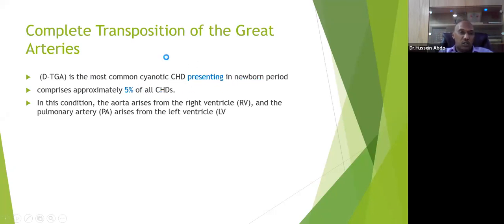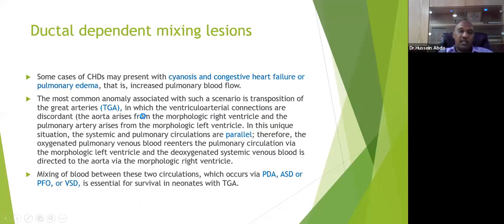But the most common cyanotic congenital heart disease is tetralogy of Fallot, okay? TGA comprises about 5% of all congenital heart disease. And as we know, in this condition, the aorta arises from the right ventricle, instead of arising from the left, and the pulmonary artery arises from the left ventricle.